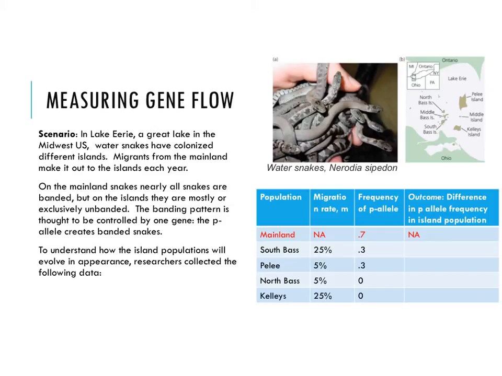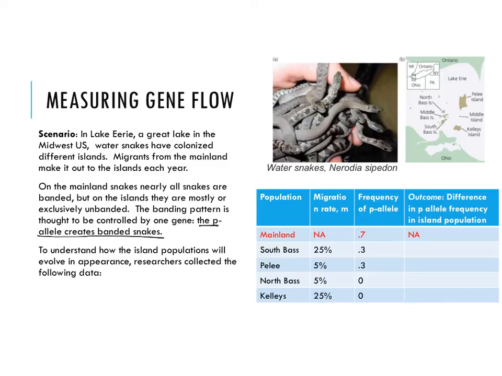On the mainland, the snakes look different than on the islands. So on the mainland, the snakes are banded. So you can see in this picture, some of the snakes have dark bands on them. But on the island, they are mostly or exclusively unbanded. So the snakes there that don't have any markings on their back are island snakes. The banding pattern is thought to be controlled by one gene that we're going to call, and it'll have a P and Q allele. And it's the P allele that creates the bands.